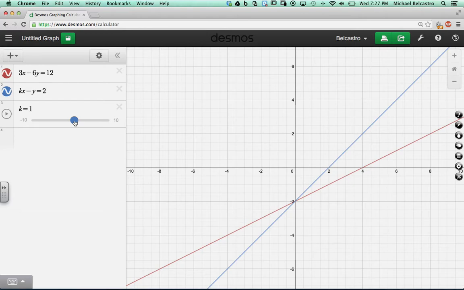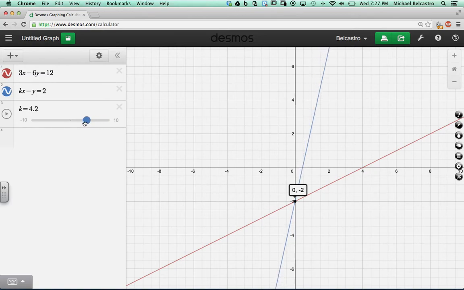Okay. So if k was 1, we'd only have one solution. And our y-intercepts are the same. Do you notice the y-intercepts are the same? And as I move my k around, I really only have one solution no matter what I do with it. I'm going to jump past a point here. See, I still only have one solution. But there's a value I get to where they end up being the same line.